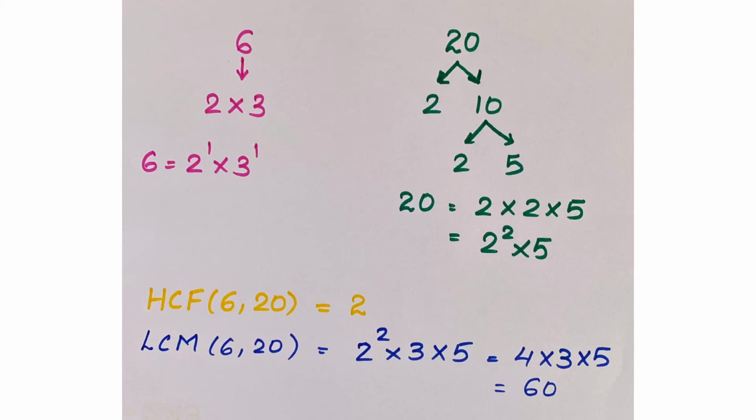Now LCM of 6 and 20, least common multiple. In least common multiple you have to take all the factors of the two numbers. So 2 raised to 2 into 3 into 5, that is 4 into 3 into 5, that is equal to 60. So this way you can find LCM and HCF of two given numbers by prime factorization method.